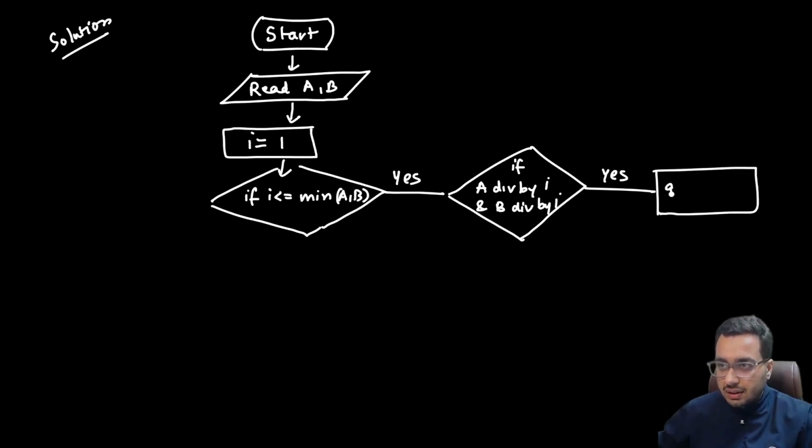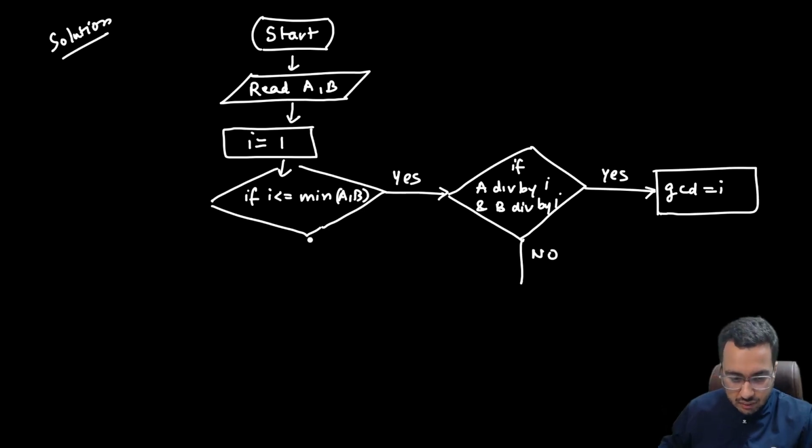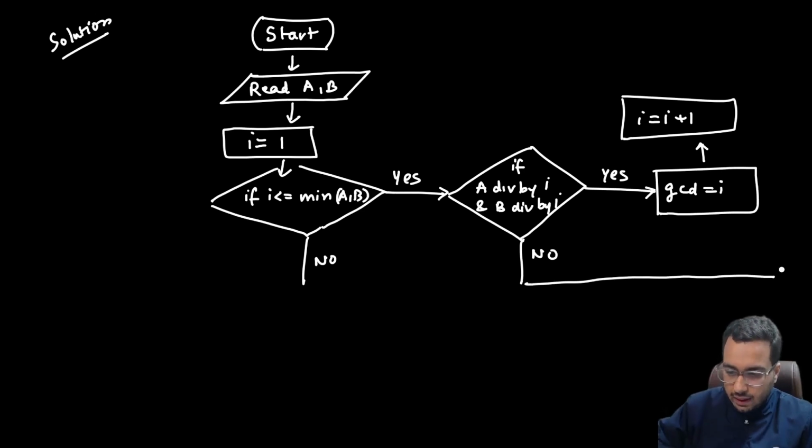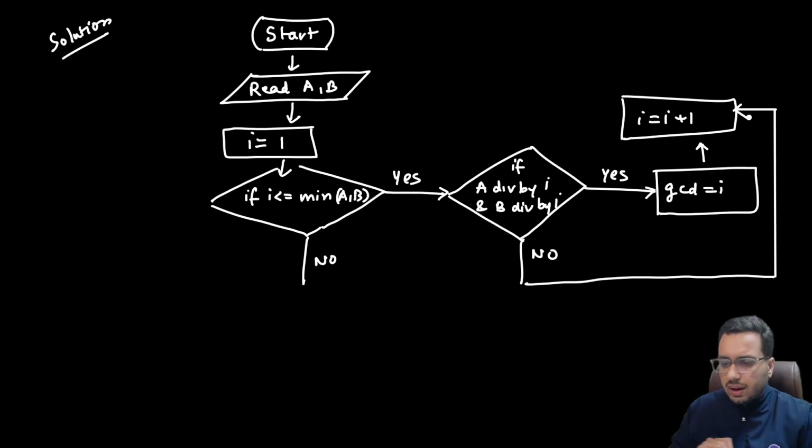So we are going to say that our GCD is equal to I, because I is the largest number so far that we have seen that divides both a and b. So we have to complete this branch of no, and we have to complete this branch of no as well. So after updating GCD equal to I, we will go to the next I, that is I equal to I plus 1. And even if I does not divide both a and b, then also we will go to this next branch and we will say, okay, I equals I plus 1.